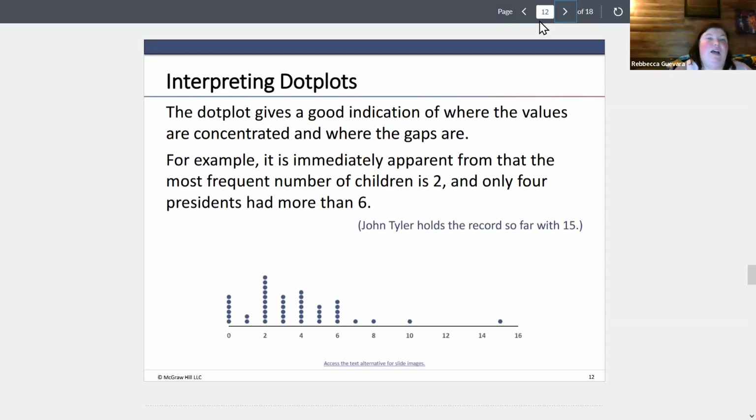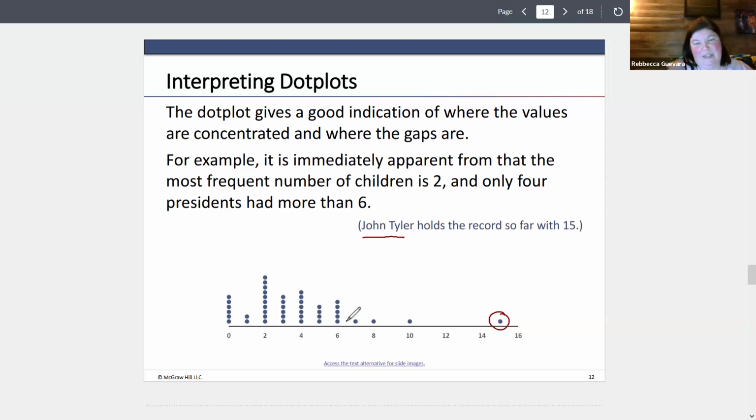Interpreting dot plots. The dot plot gives a good indication of where the values are concentrated and where the gaps are. For example, it is immediately apparent that the most frequent number of children is 2, but only 4 presidents have more than 6. There it goes. That was where it was. So John Tyler holds the record for 15 kids. It is a lot of kids.